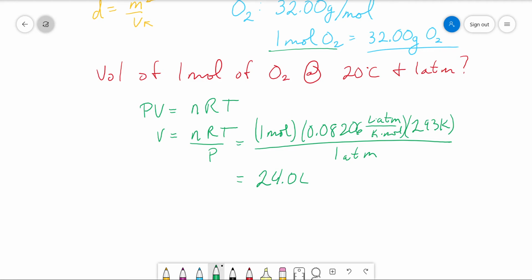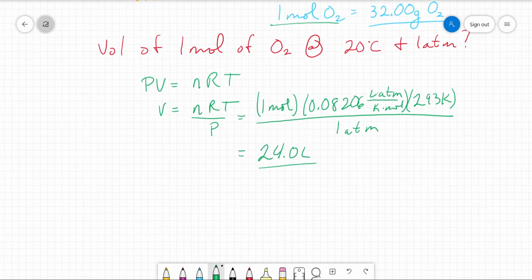Now, ask yourself, does that make sense? 24.0 liters. We're at a higher temperature than STP. Same pressure as STP, 1 atmosphere, but a higher temperature. So should our volume be larger or smaller than at 0 degrees Celsius? Well, it should be a little bit bigger. The molecules of O2 are moving faster. They collide with the walls of the vessel with more force. Therefore, they exert more pressure. Therefore, we're slightly above 22.4 and we have 24.0 liters.